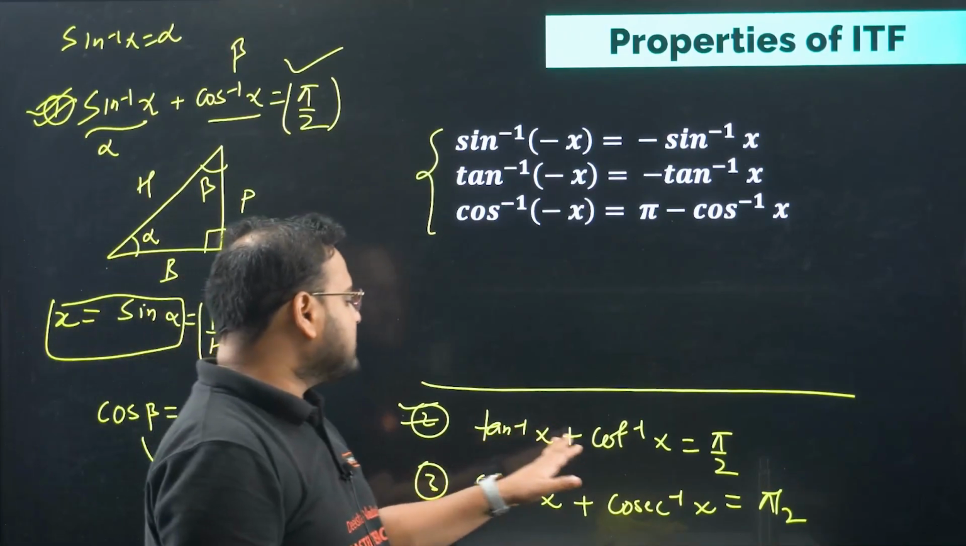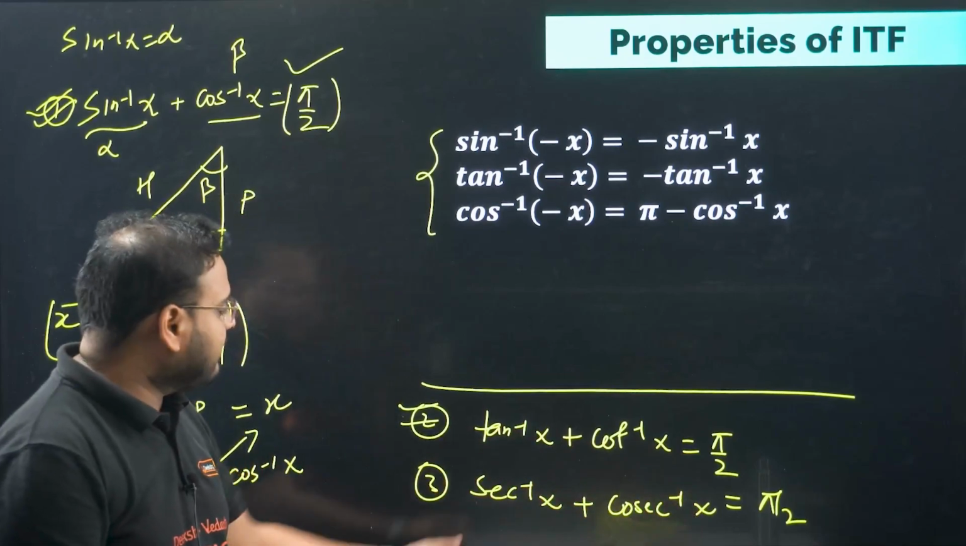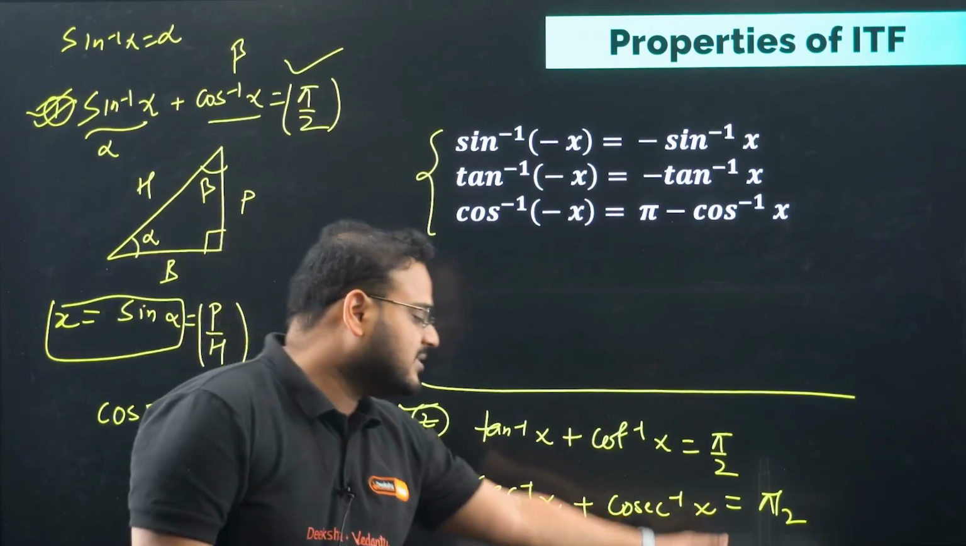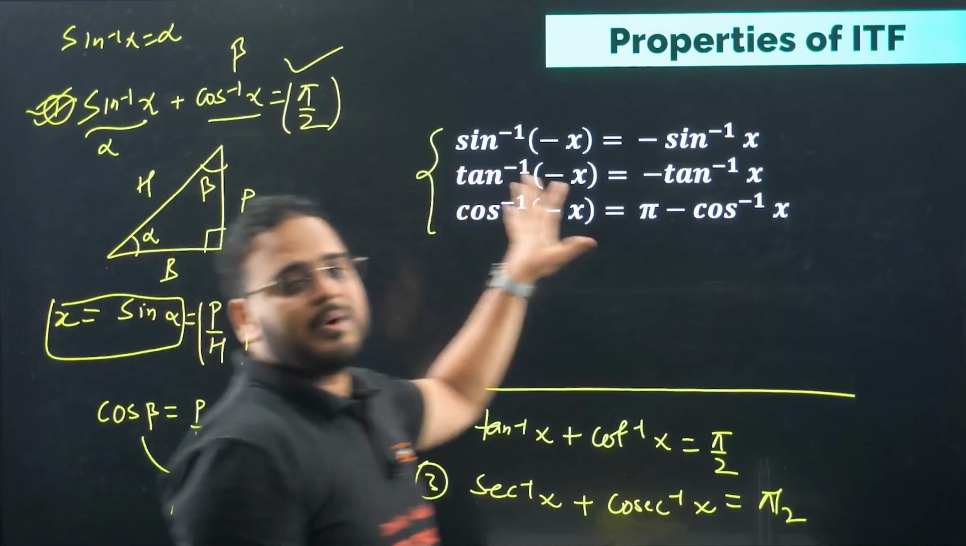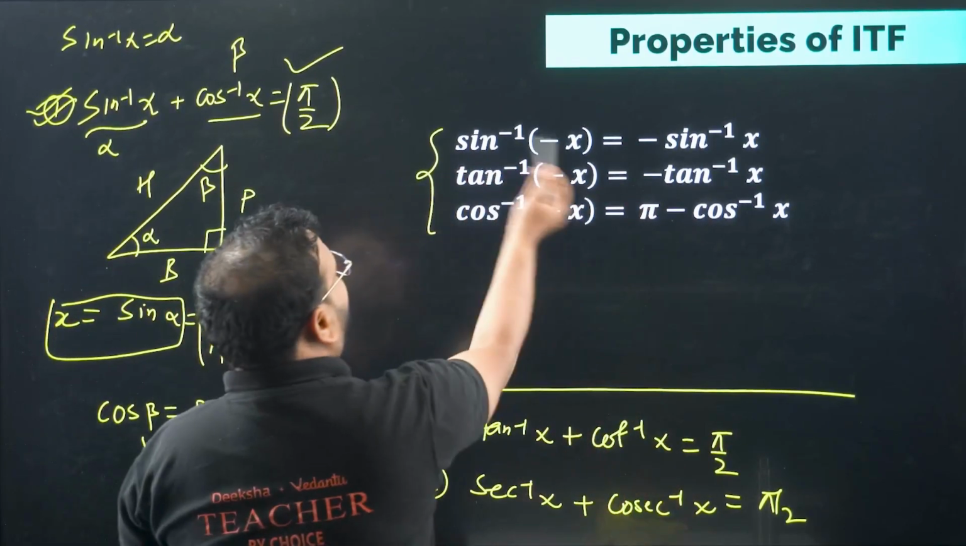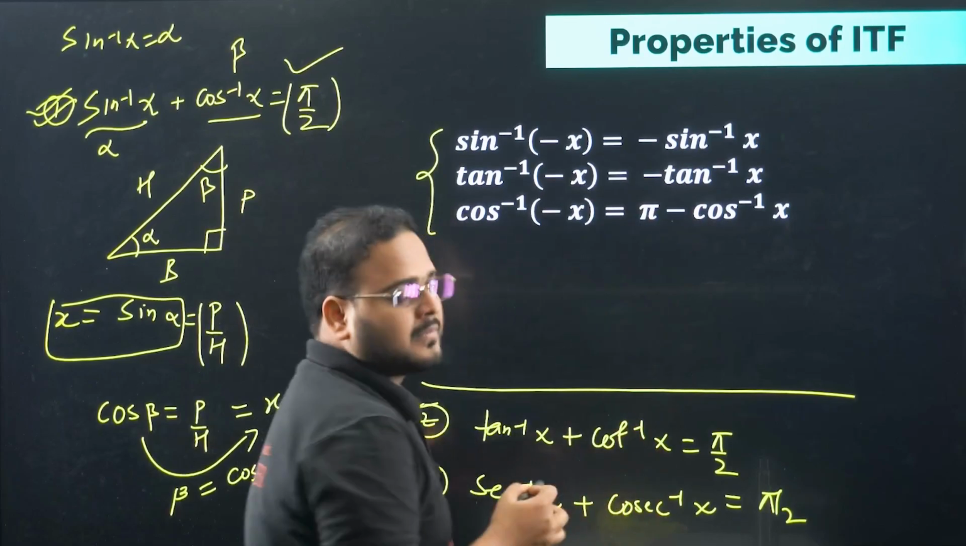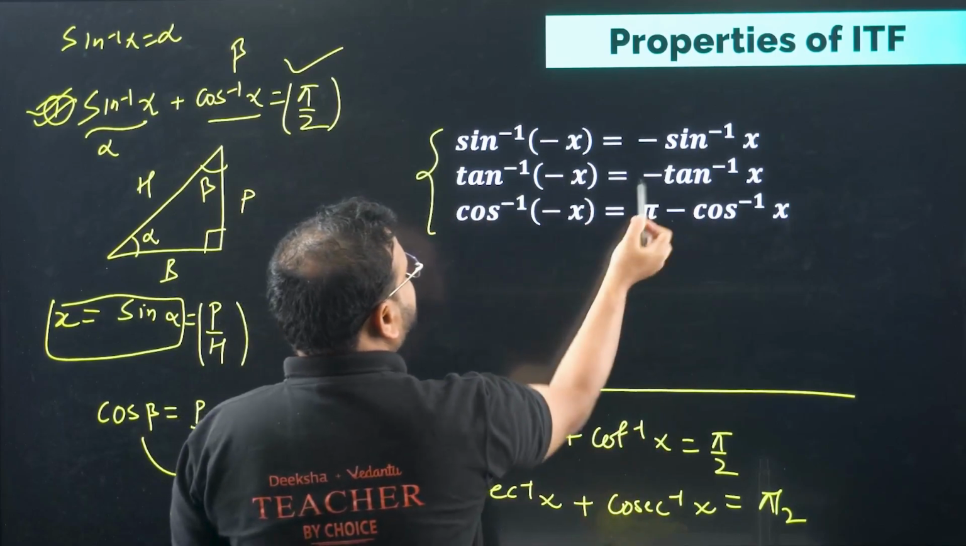Tan inverse of x plus cot inverse of x is pi by 2. Again we have sec inverse of x plus cosec inverse of x is pi by 2. But most of the time we use first and second only. Now moving to the properties on this side. Very simple ones. Odd function comes out as minus sign. Odd functions again come out as minus sign.